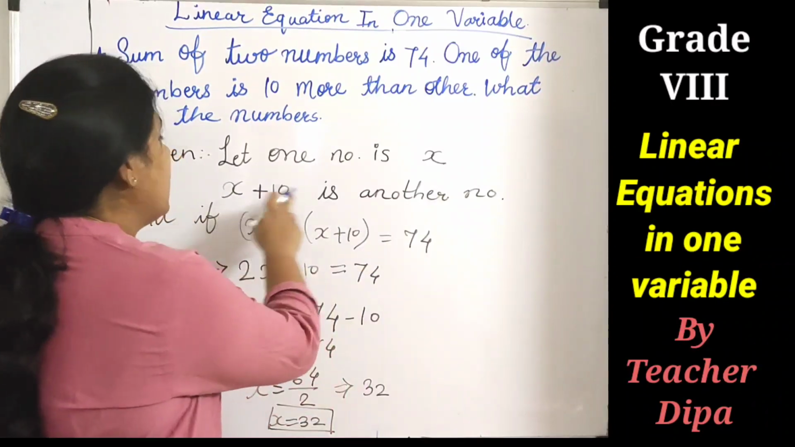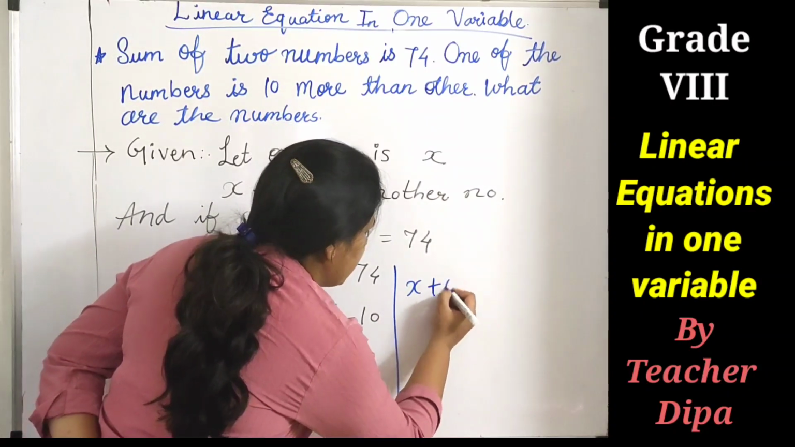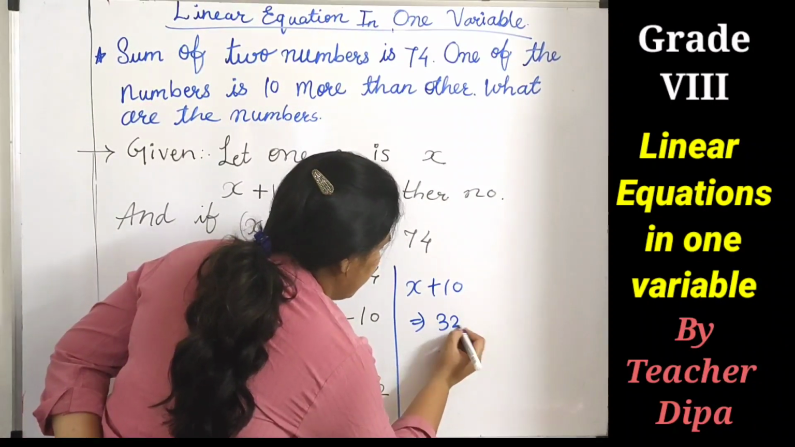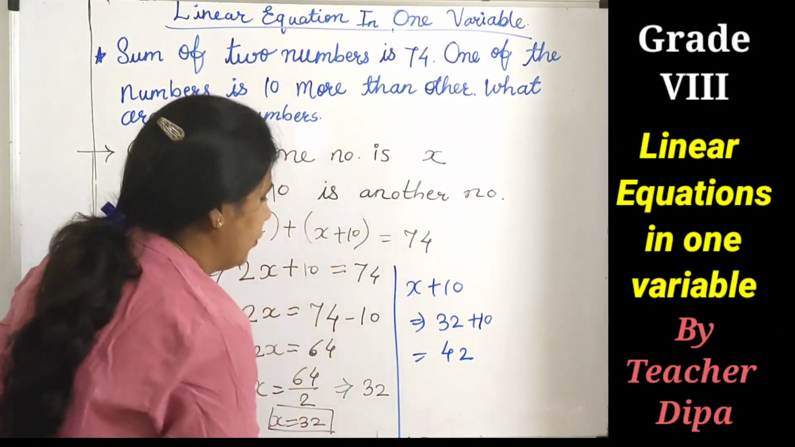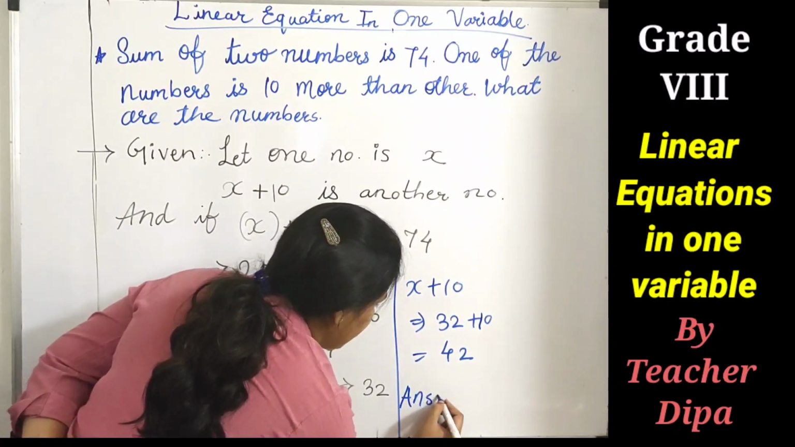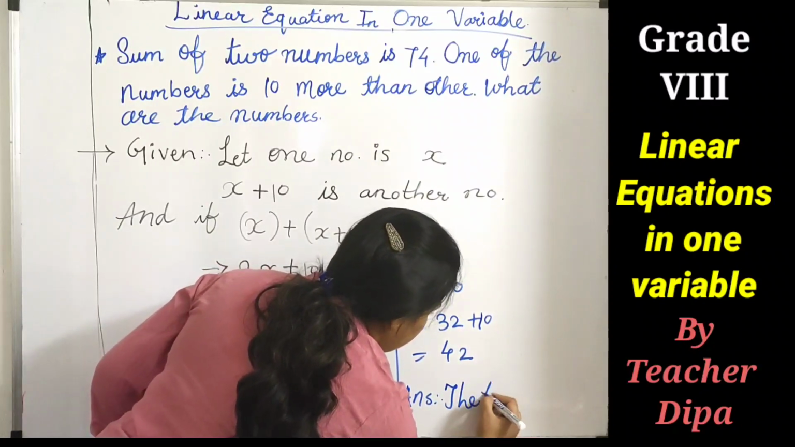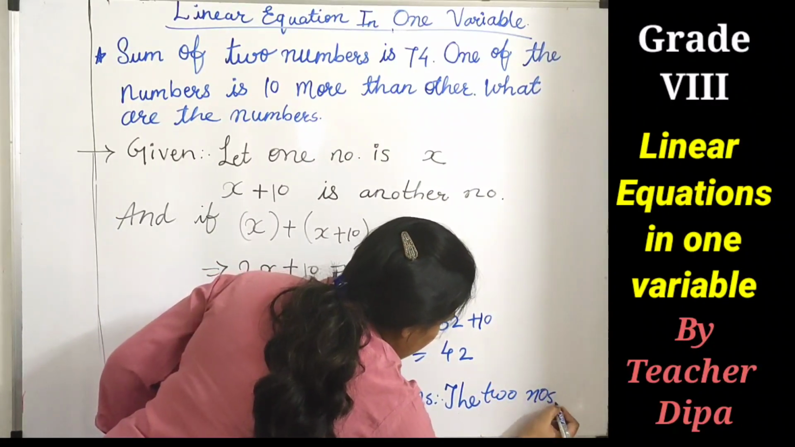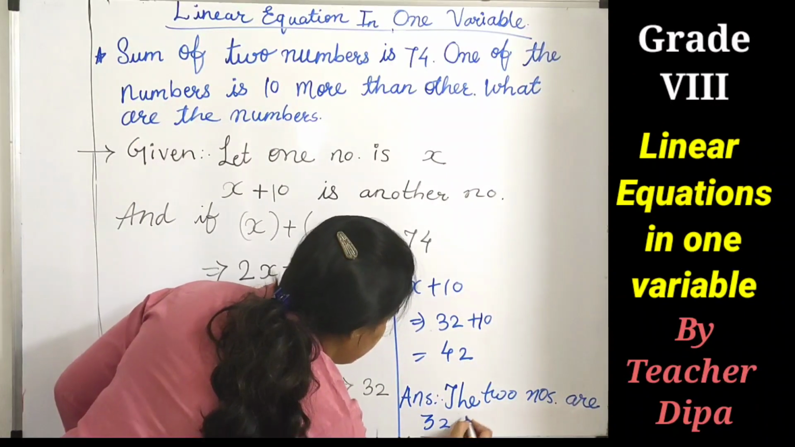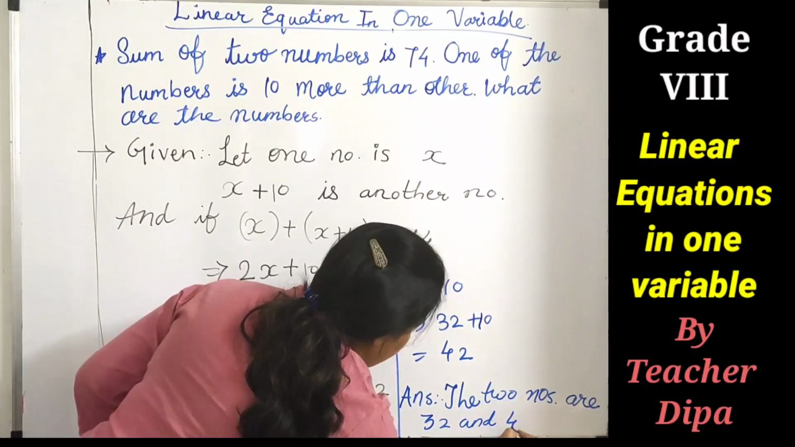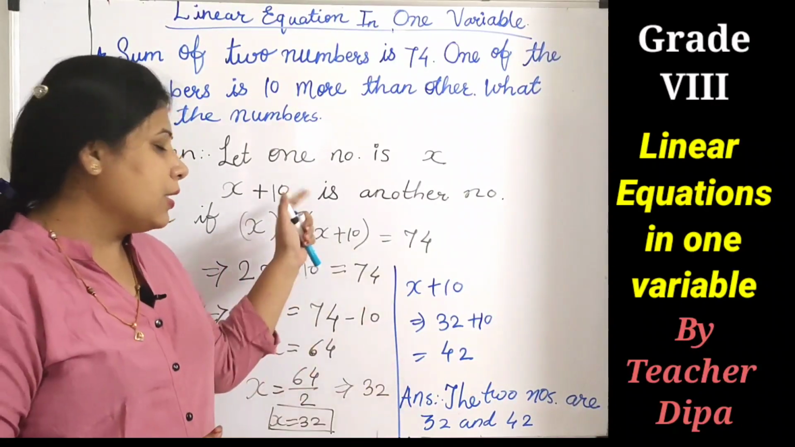What is the next number? It is 10 more than the first number. So for the second number we can write x plus 10. So it is 32 plus 10, so it is 42. So what is the answer? The two numbers are 32 and 42.